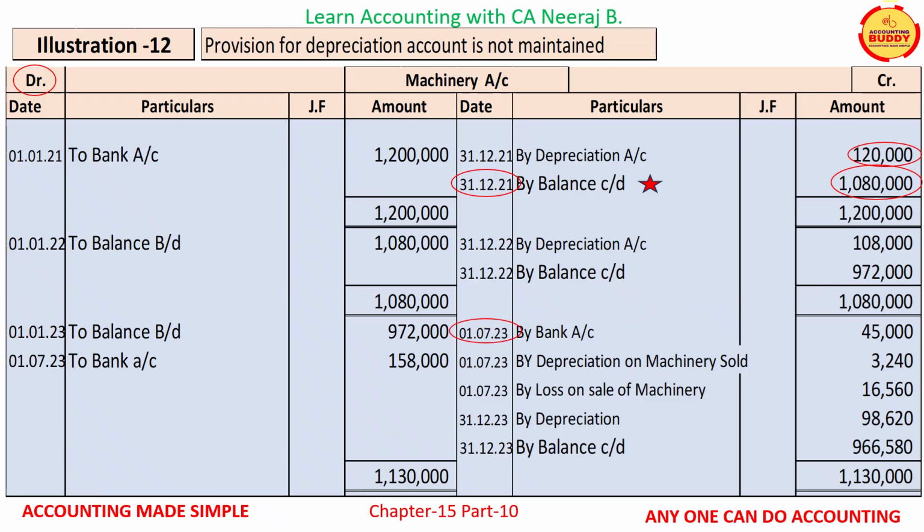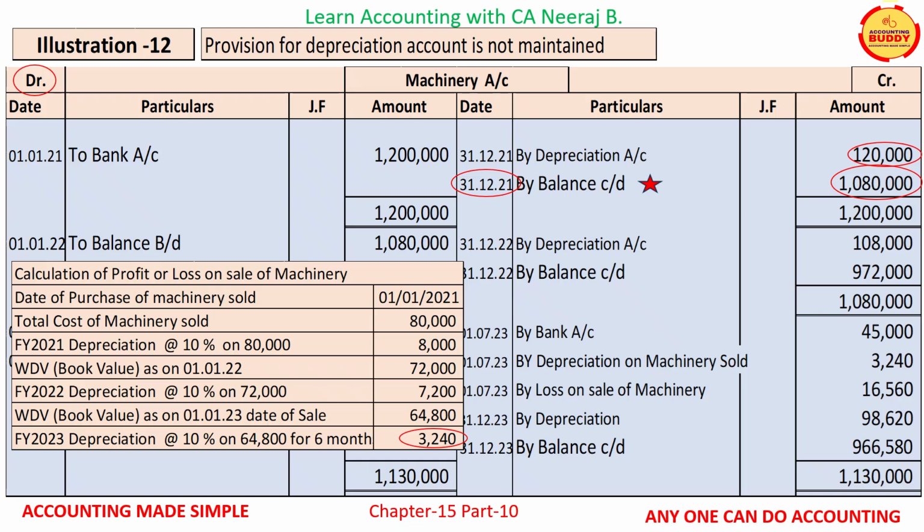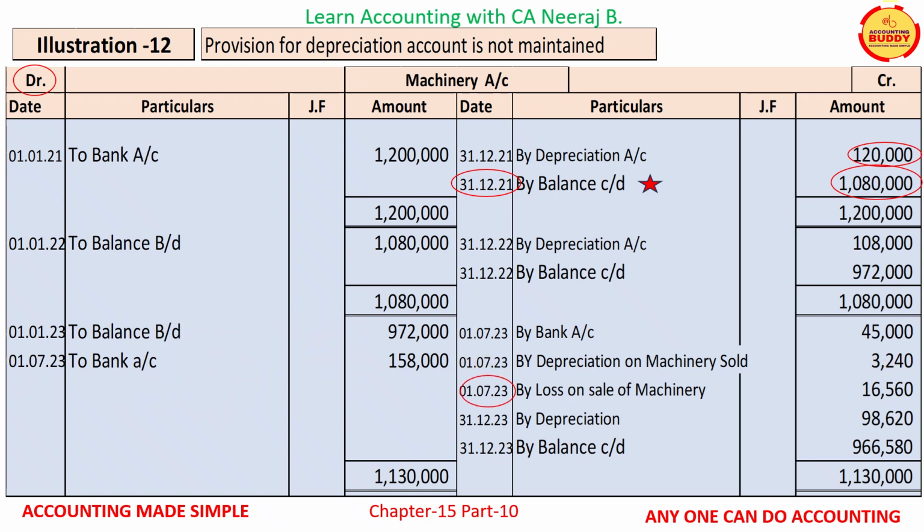On 1st of July 2023, the sales proceeds of the machinery sold for $45,000 is posted on the credit side of the machinery account by writing the words by bank account. The depreciation on the machinery sold for the financial year 2023 is proportionately charged at the rate of 10% per annum on the WDV of $64,800 as on 1st January 2023 for 6 months, amounting to $3,240. It is posted on the credit side of the machinery account on 1st of July 2023 by writing the words by depreciation on machinery sold.